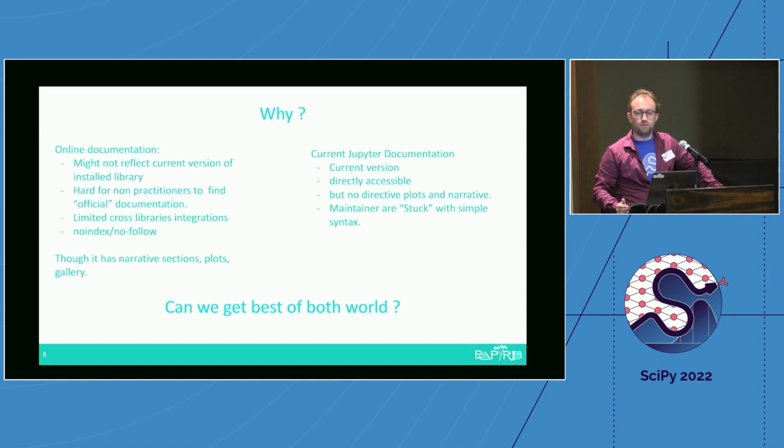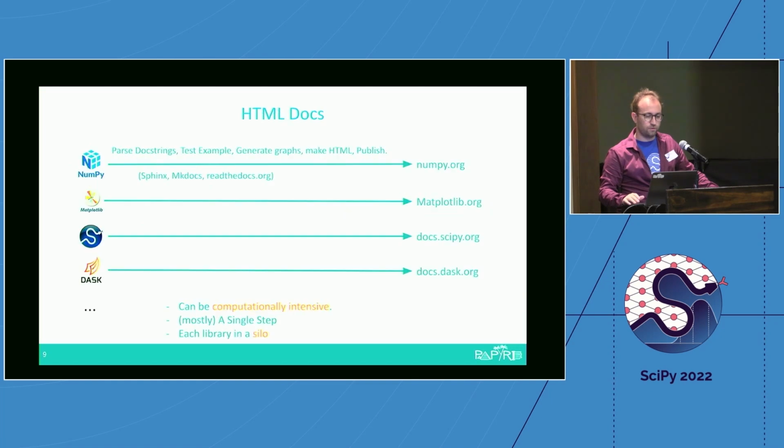But maintainers are stuck with simple syntax. I've heard a lot of people who want to switch to Markdown for documentation in docstrings, but the problem is that they don't want to show a different syntax between libraries, to not confuse the user. And so if we could display something which is not the raw docstring, then that would allow maintainers to choose which syntax they use for their docstrings. So my goal is to get the best of both worlds.